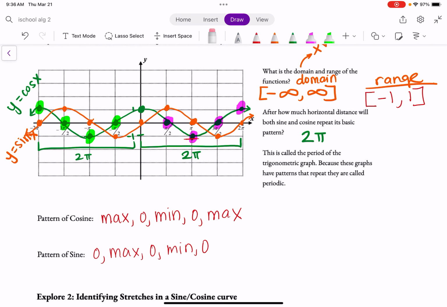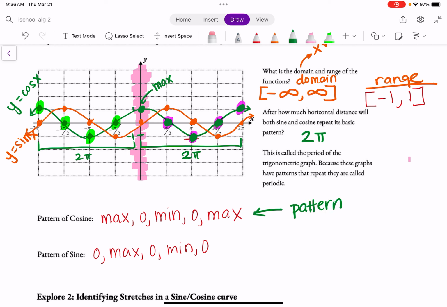Okay? So if you look at the y-axis right here, the cosine function, which is in green, starts at a max. And then it goes to a 0. And then it goes to a min. Then it goes to a 0. And then it goes to a max. So that is why this is the pattern. This is one pattern.